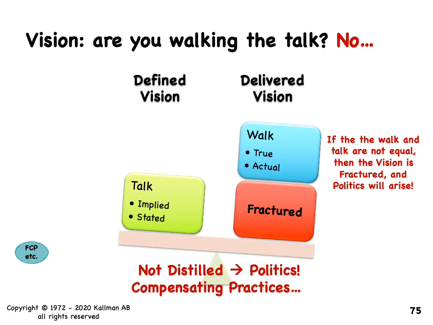So if it's fractured, that fracture tips the balance, puts the vision out of whack. That means that it's not agreed to. There's no agreement. The agreement has not been distilled. When you do not have distilled agreement, that will automatically lead to politics, and worse, compensating practices are going to pop up all over the place in the organization in order to offset the fractured vision.